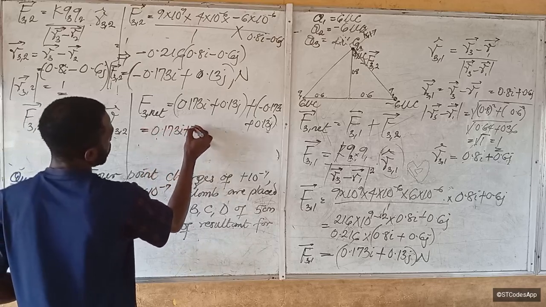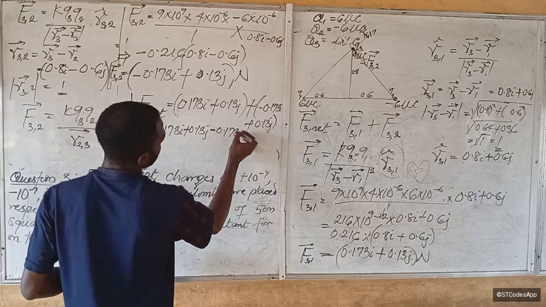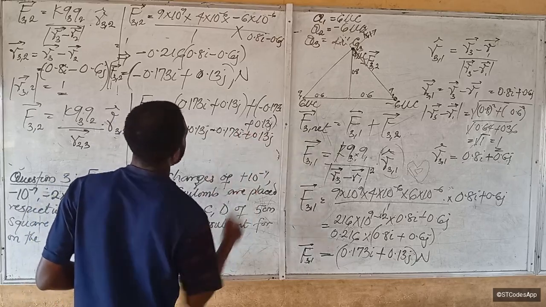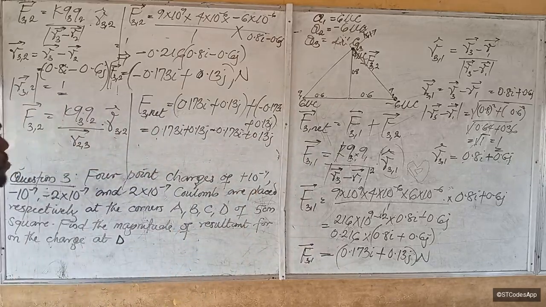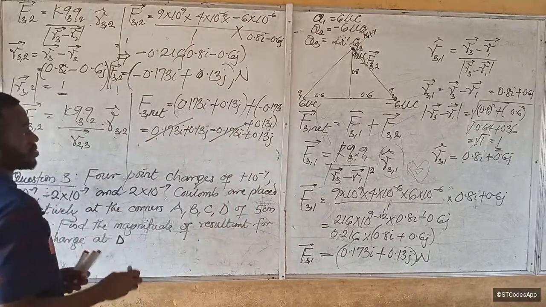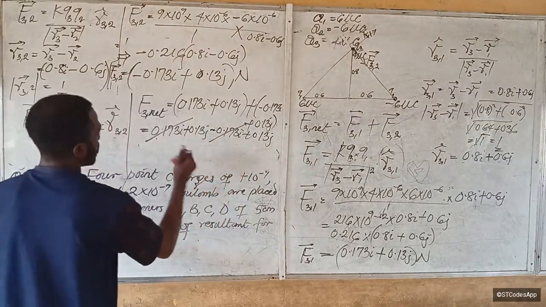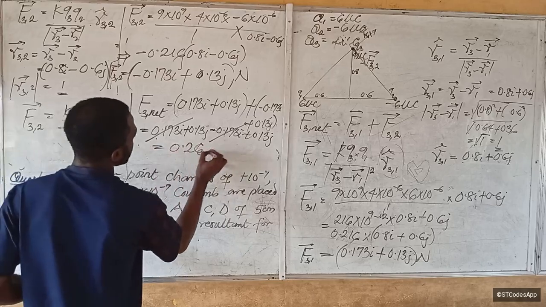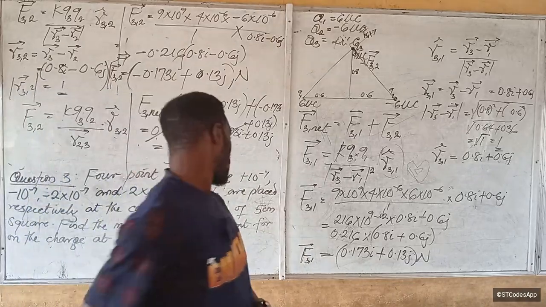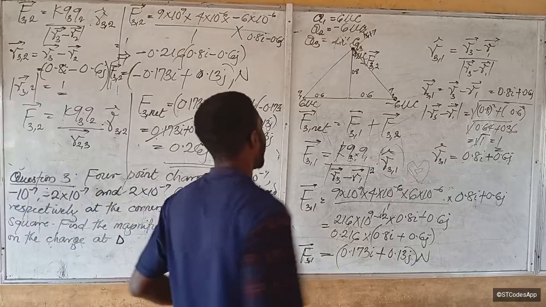By the time you open the bracket, it becomes 0.173i plus 0.13j minus 0.173i plus 0.13j. Okay, so this takes care of this. Yes, 0. Then this plus this, 13 plus 13 is 26. So we have 0.26j. So this will be the answer. You see, I have one more question.